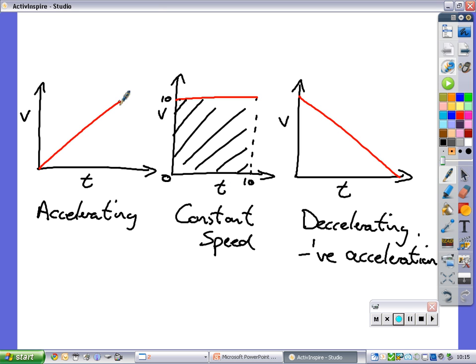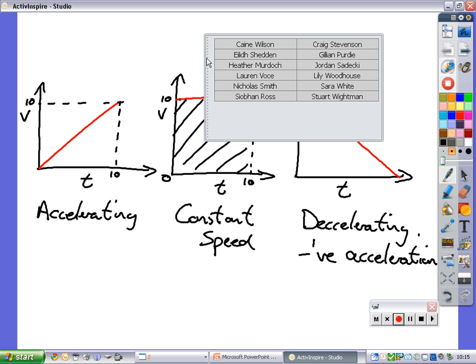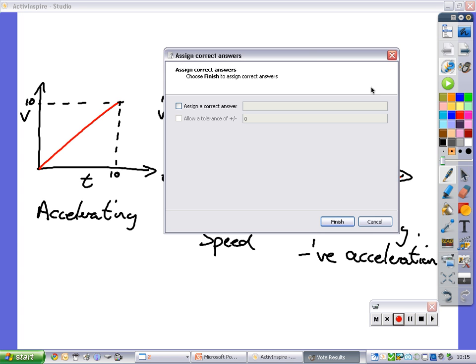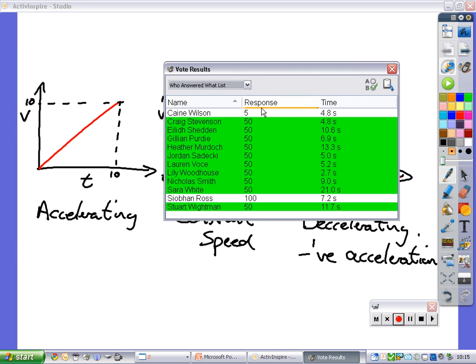Okay? Right, let's look at this graph here. I'll say this is 10 and that's 10. What is the total distance travelled in that one? Okay, so 100 and 50. Correct answer, 50.